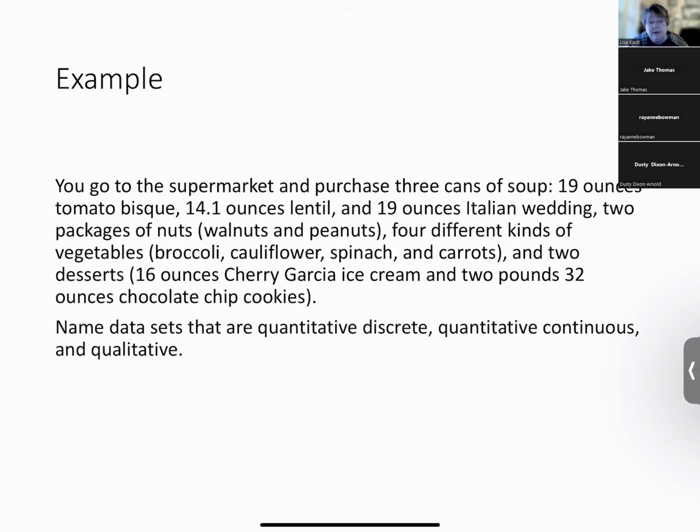What's quantitative continuous? Well, they give us the number of ounces in the soup. So 14.1 ounces, that's a measure of how much soup you have. It's a measure. Since it's a measure, it's continuous. You get 16 ounces of Cherry Garcia ice cream and 32 ounces of chocolate chip cookies. Again, that's a measure of how much of that thing you have. So since it's a measure, it's continuous. So discrete, got 3 cans of soup. Continuous, I got soup that weighs 14.1 ounces, etc.